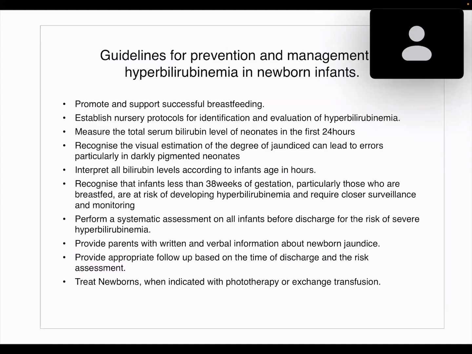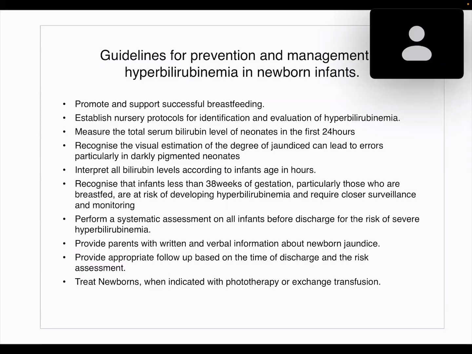I've always been reiterating that. Also, we have to establish nursery protocols for identification and evaluation of jaundice, which I said we do in our hospital. We measure the level of bilirubin in the first 24 hours of the baby. We take the blood sample, and we examine the child under natural light for any jaundice every morning when the baby is in the hospital. Every bilirubin test that has been done, we interpret according to the infant's age in hours.